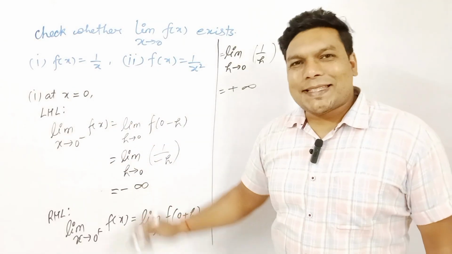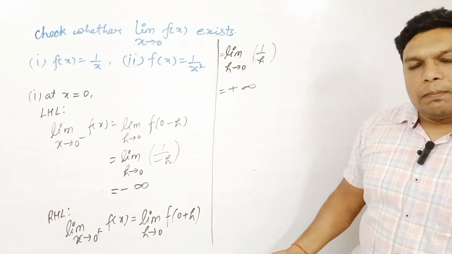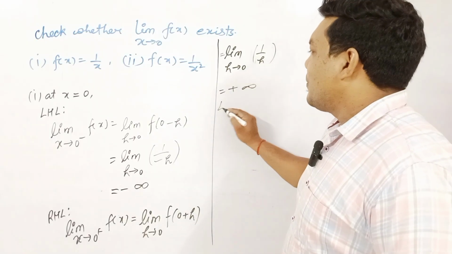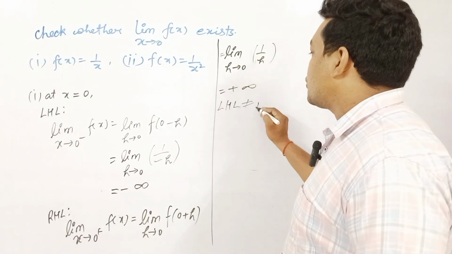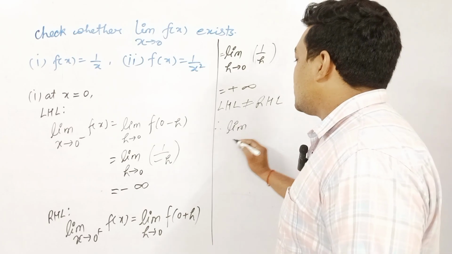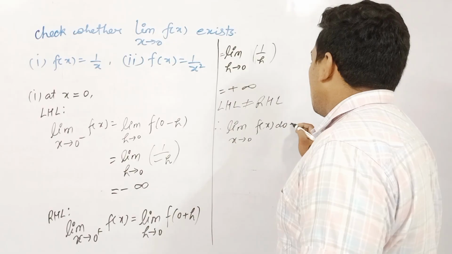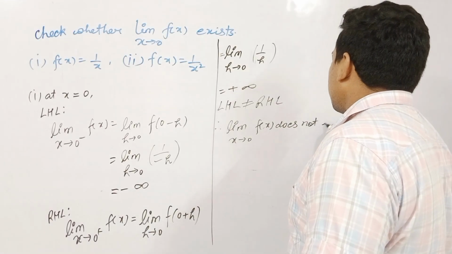So now look, what is LHL? LHL is minus infinite, and what is RHL? Plus infinite. So what you will say, LHL is not equal to RHL, therefore limit x tends to 0 f of x does not exist.